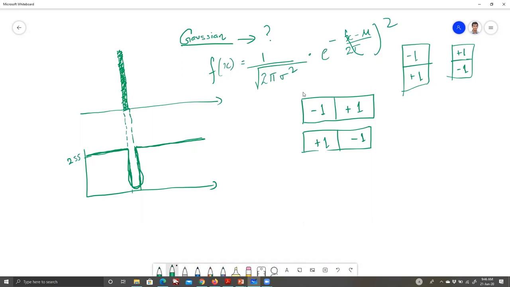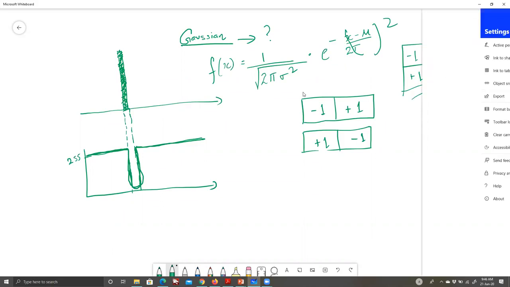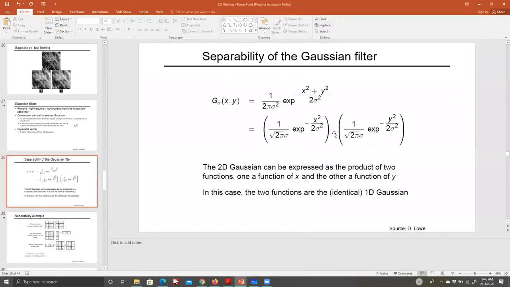Okay, so what are the properties of Gaussian? Let's talk about a few basic properties. Of course, you can define them in X and Y, and this is what separability is. Basically, the X and Y parts can be separated out. If you express this in X and Y, this is how the equation will look, which you can immediately separate into two different equations.